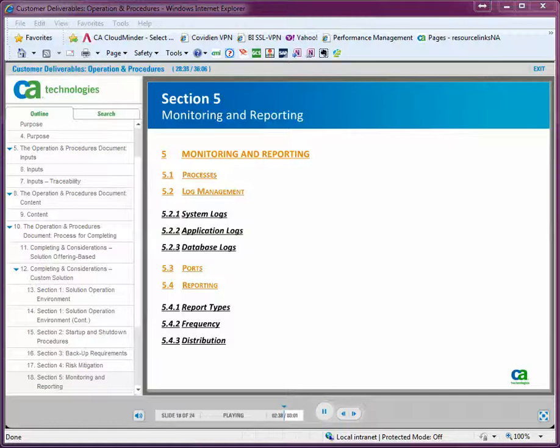5.4.3, as far as distribution, if it's automatic, if it's going out in email. Some reports are highly confidential, such as financial data, personnel information, or government classified information. So you would need to provide proper instructions for handling, distribution, and disposal of those reports, and it has to be clearly articulated in this section.